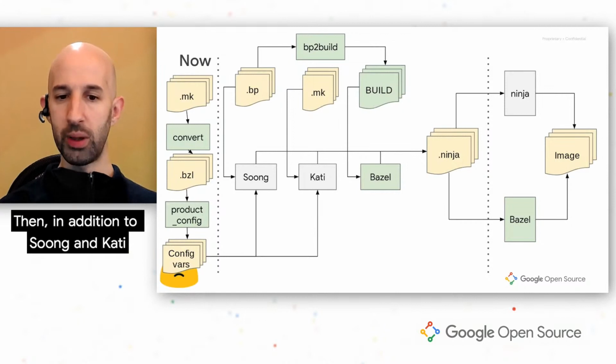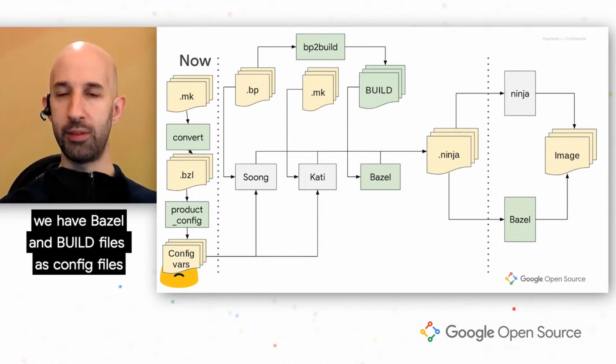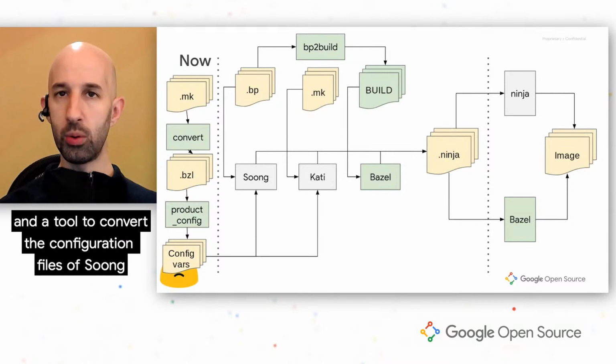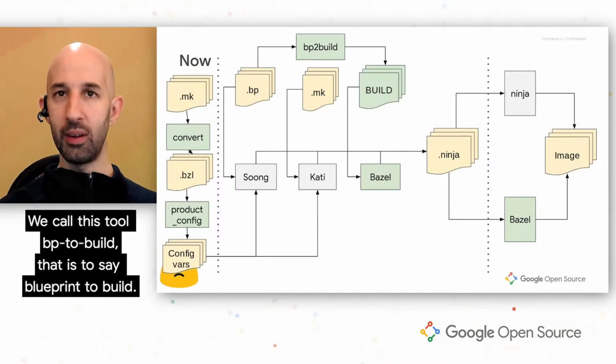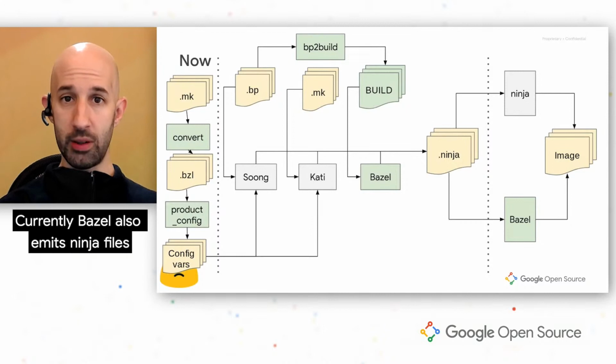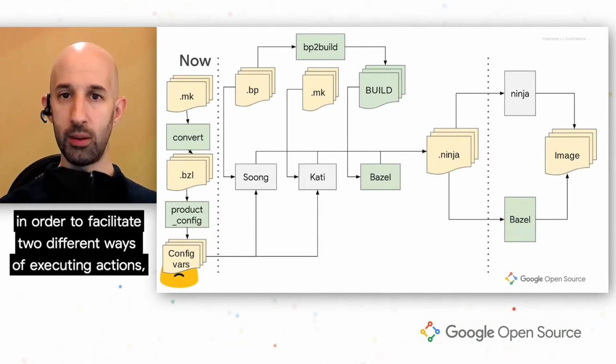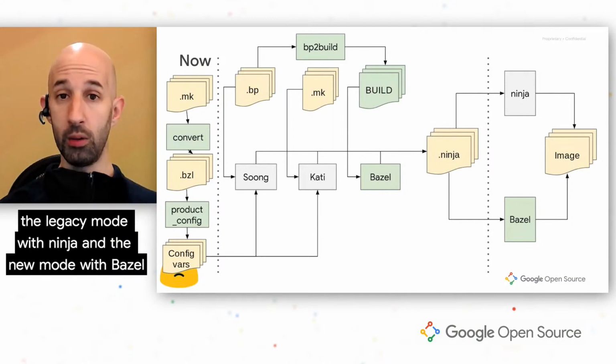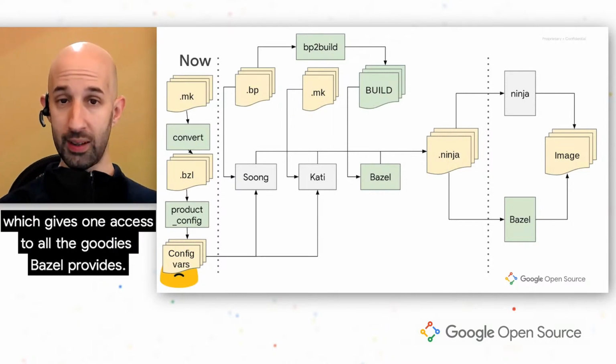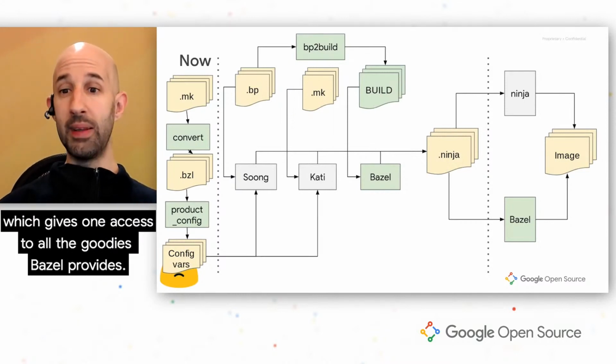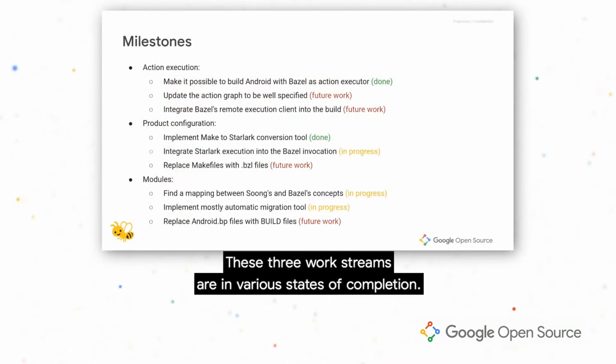Then, in addition to Soong and Kati, we have Bazel and build files, its config files, and a tool to convert the configuration files of Soong to build files. We call this tool BP to build, that is to say, blueprint to build. Currently, Bazel also emits Ninja files in order to facilitate two different ways of executing actions. The legacy mode with Ninja and the new mode with Bazel, which gives one access to all the goodies Bazel provides. These three work streams are in various states of completion.